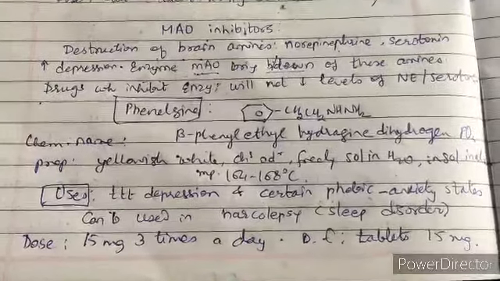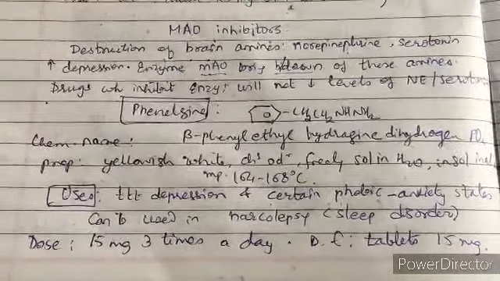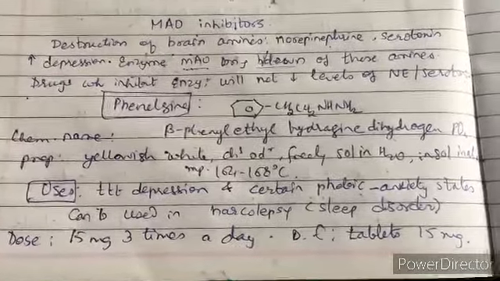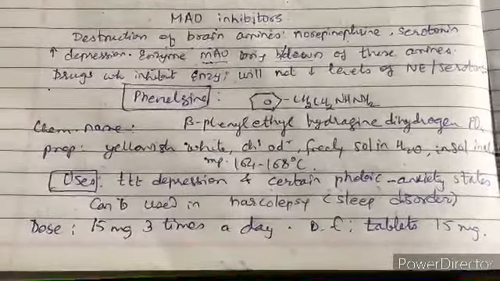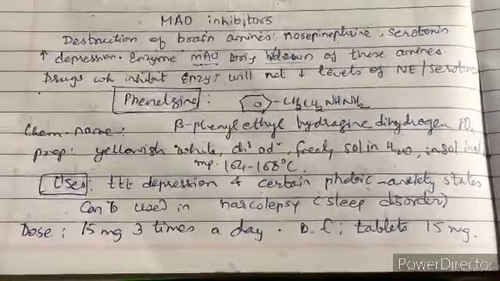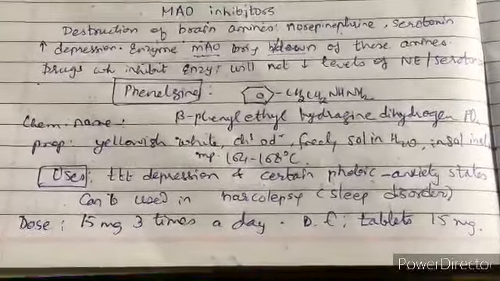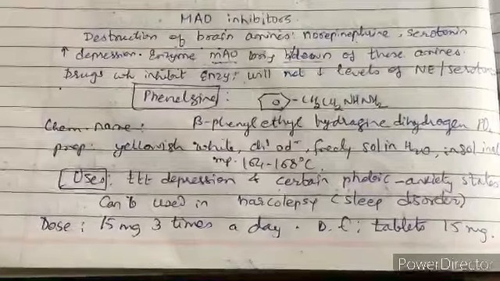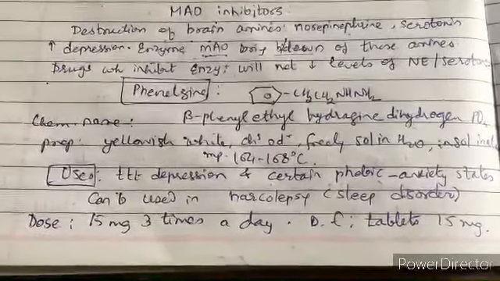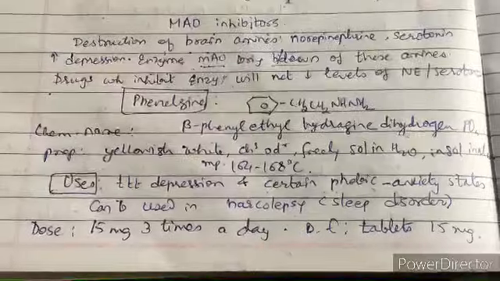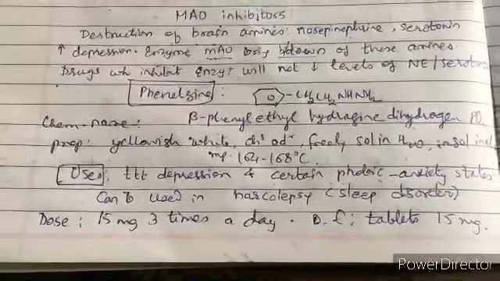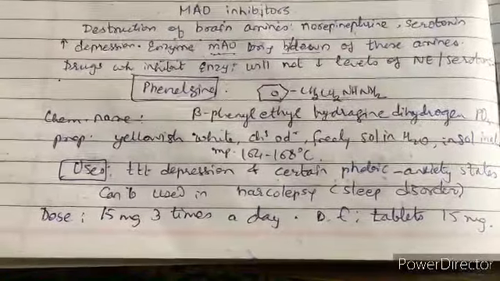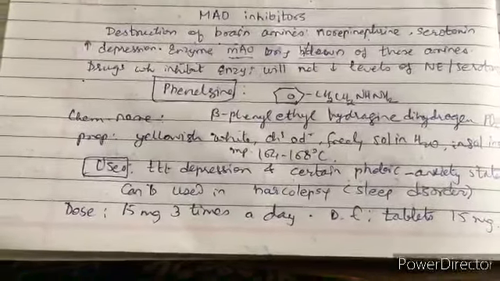The first drug from the MAO inhibitors category is phenelzine, that is C6H5CH2CH2NHNH2, beta-phenylethylhydrazine dihydrogen phosphate. The properties: it is available as a yellowish white powder. It has a characteristic odor, freely soluble in water, insoluble in alcohol. Melting point 164 to 168. Used in the treatment of depression and certain phobic anxiety states. It can be used in narcolepsy, that is a sleep disorder. Dosage 15 milligrams 3 times a day, and available as tablets of 15 milligrams.